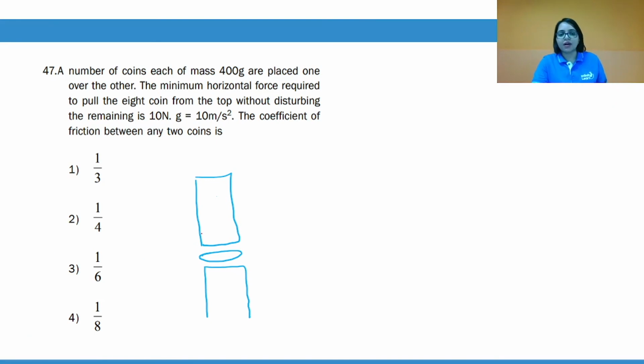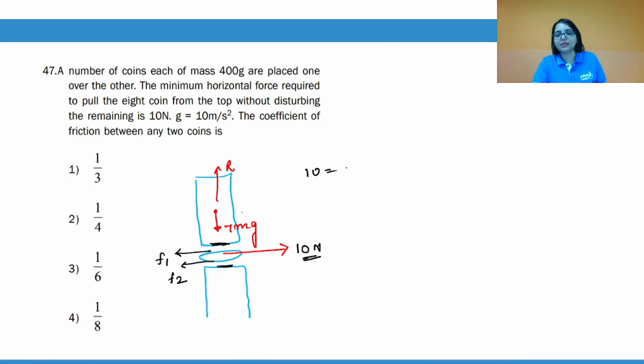So, because of the mass of the 7 coins, it will have 7 mg downwards, normal reaction upwards, right? So, if you try to pull this coin in this direction, it will experience friction forces because of this surface as well as this surface. So, friction force because of this surface is, let's say, F1, and because of this surface is F2, right? And applied force is 10 Newton, right? So, this is the minimum force. That means this 10 Newton should balance F1 plus F2, right?